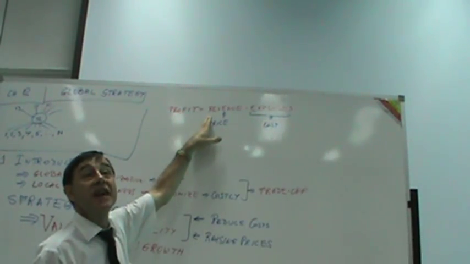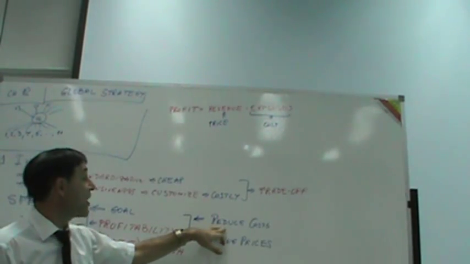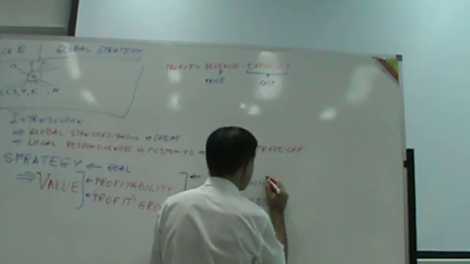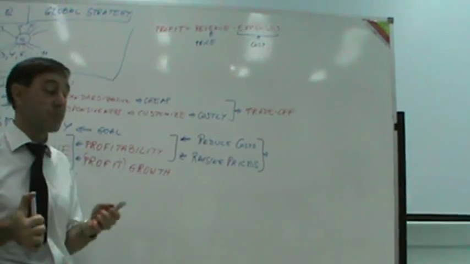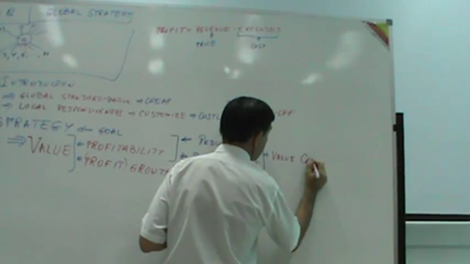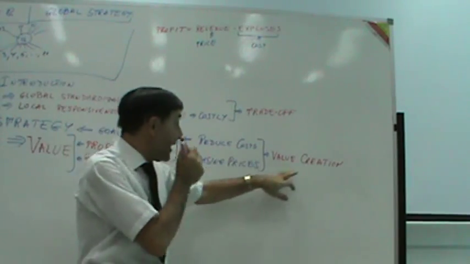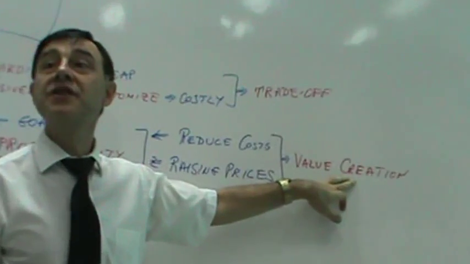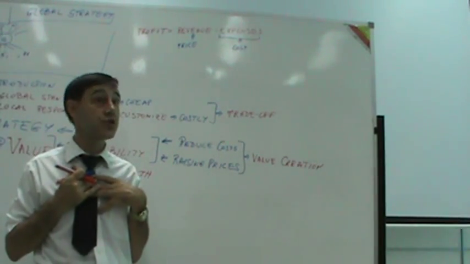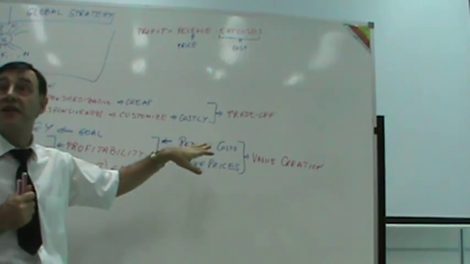You raise revenue by either raising volumes or raising prices, or by lowering costs. So, profitability is driven by lowering costs, okay, and by raising prices. These two things jointly together are driven by a business process called value creation. Value creation is the difference between the value which consumers receive and the costs of the product. And I will tie it in a minute with profitability, okay?